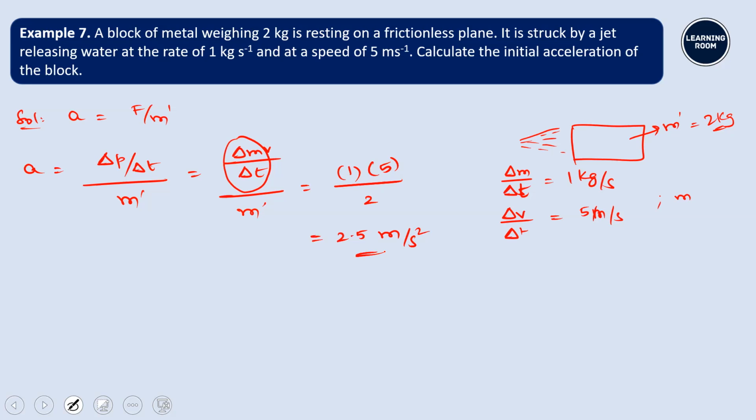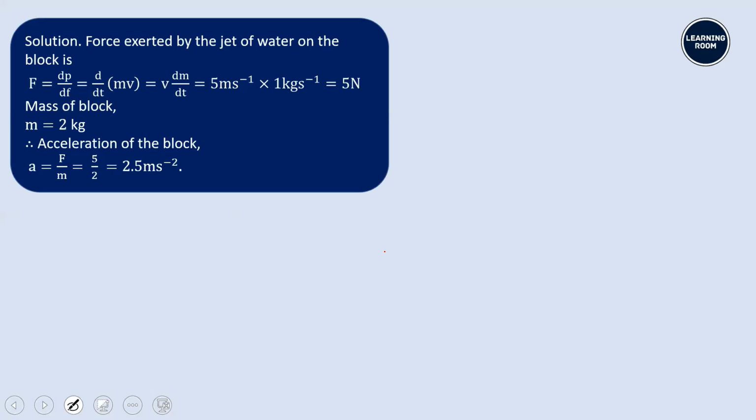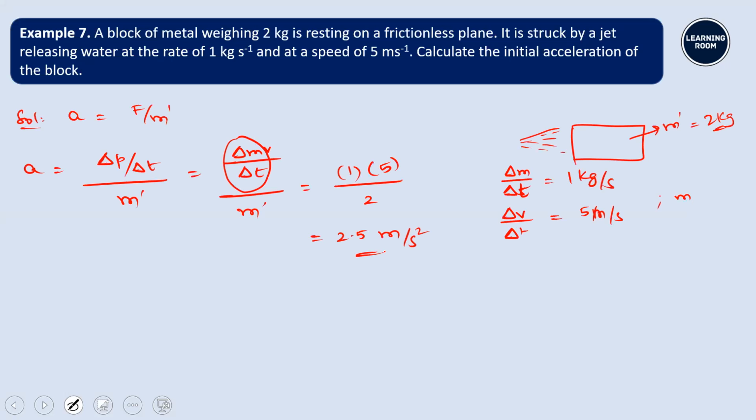So what is going to be the answer? 2.5 meter per second square. If you observe the problem, it is actually similar. What do you think? You need to analyze the situation. So you check the answer once. Then you can copy. Got it? 2.5 meter per second square is what?